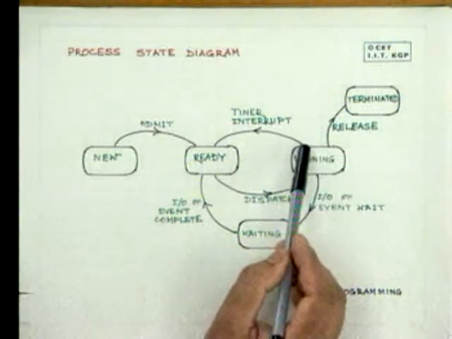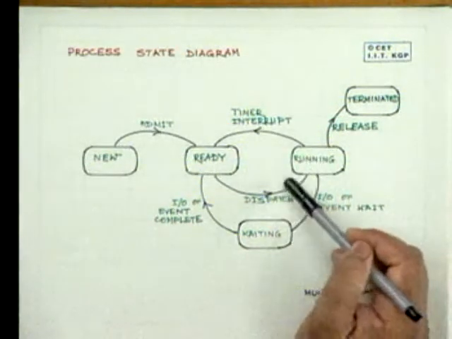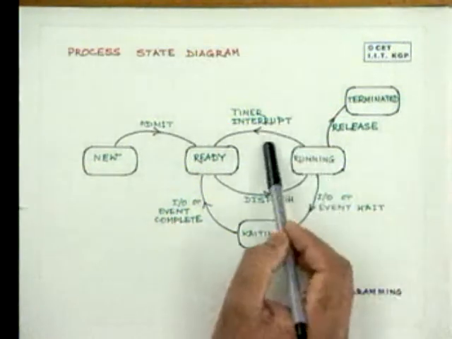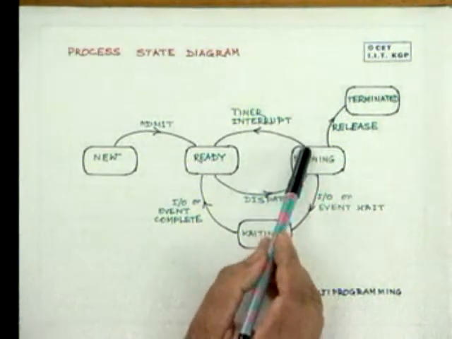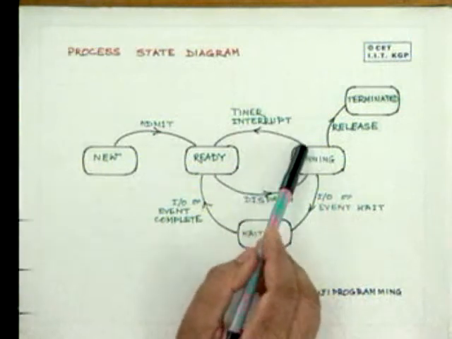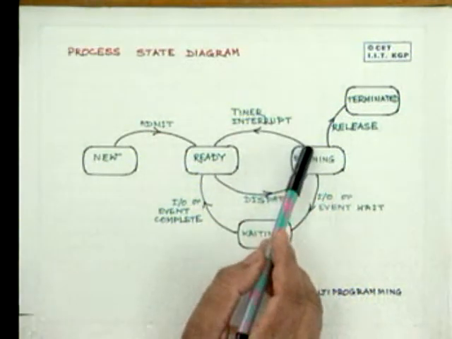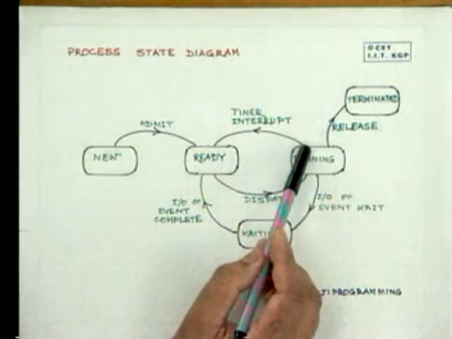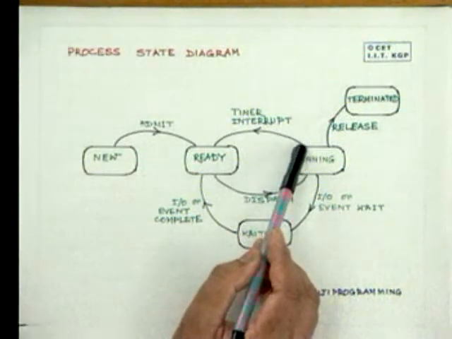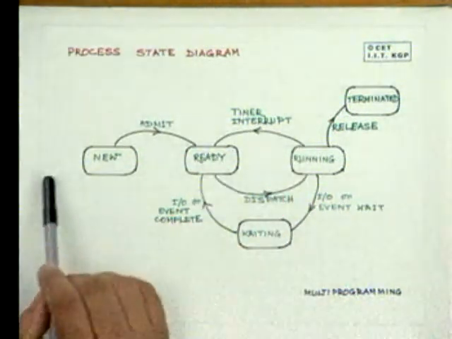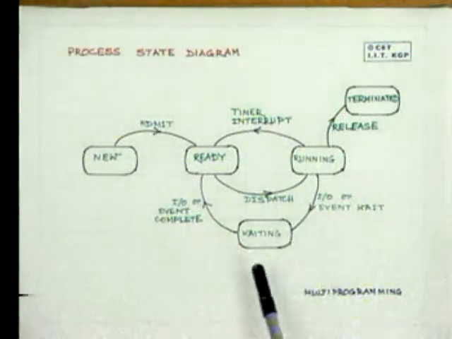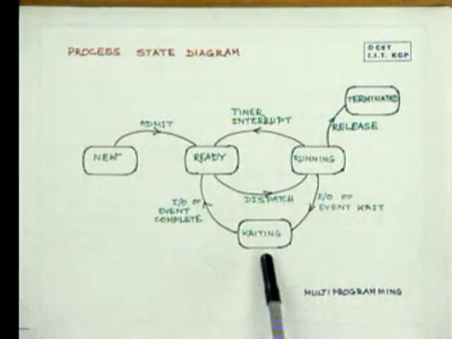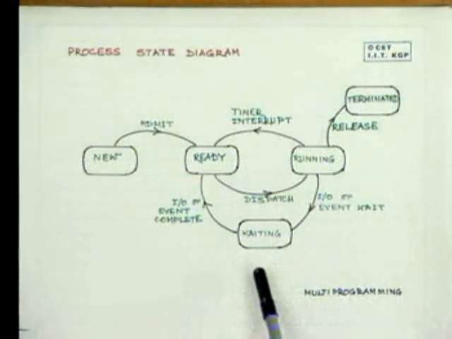That is why, in a multi-programming environment where more than one process is in the system, there is another transition, which we call the timer interrupt. The process can be taken out of the CPU, that means the running state, and comes back into the ready state.